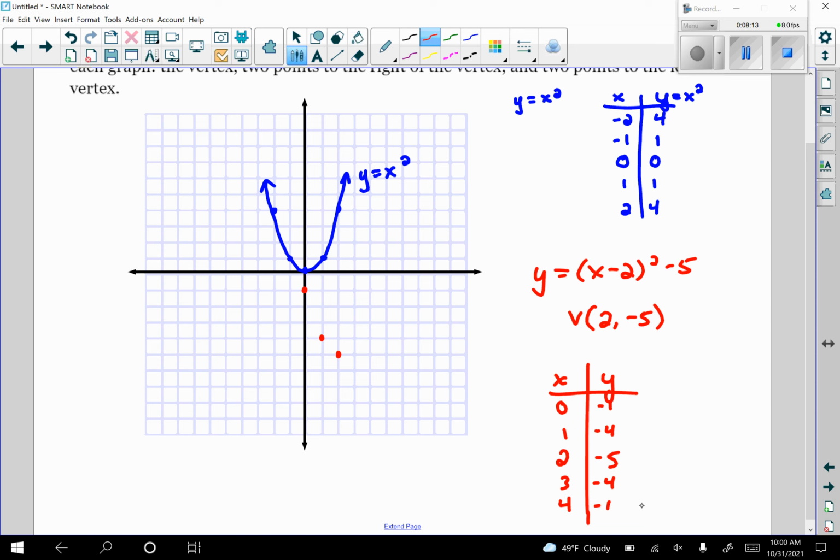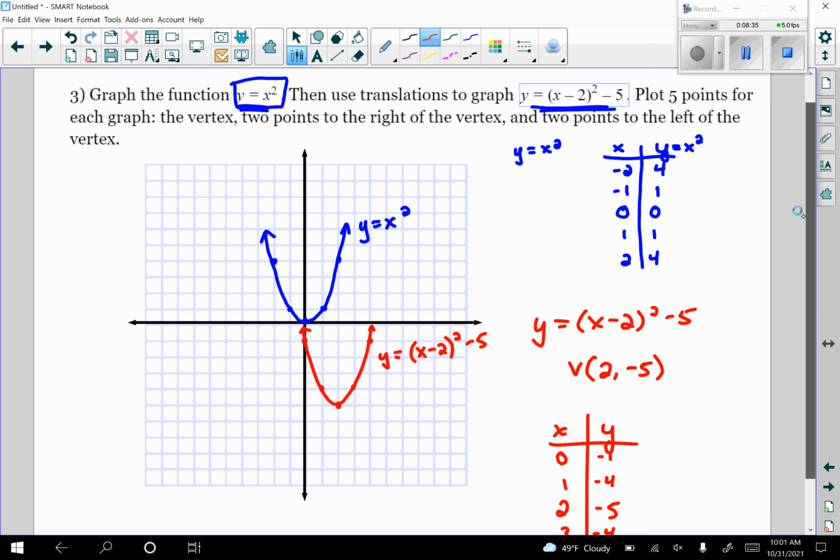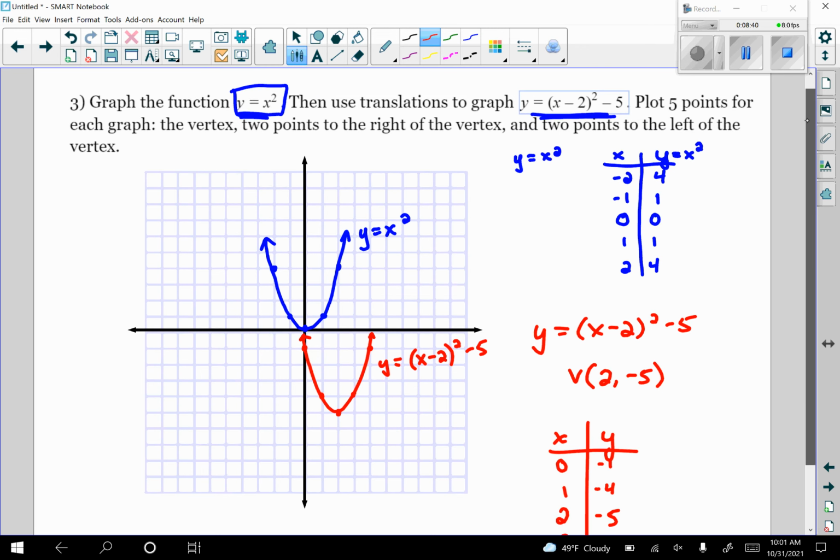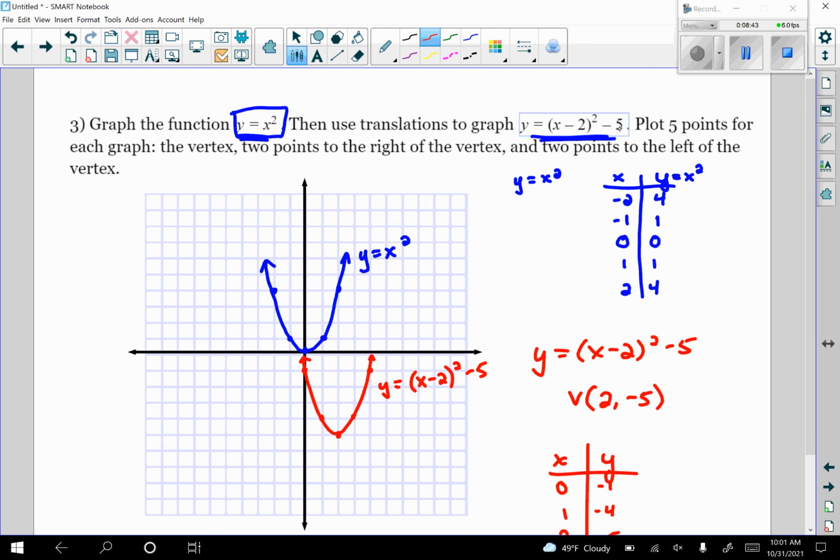And then I should get a 4, negative 1, because 4 minus 2 is 2. 2 squared is 4. 4 minus 5 is negative 1. So this is y equals the quantity x minus 2 squared minus 5. Now, using translations, all we're really saying is that the second graph shifted 2 units to the right and 5 units down, but everything else, all the points stayed in the same location with respect to each other.